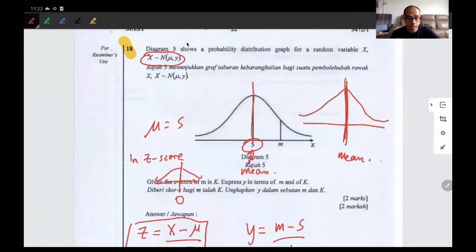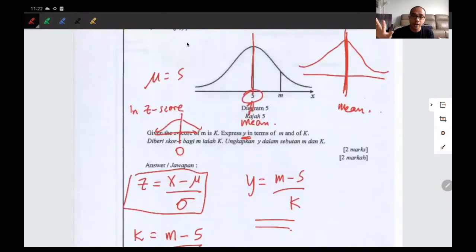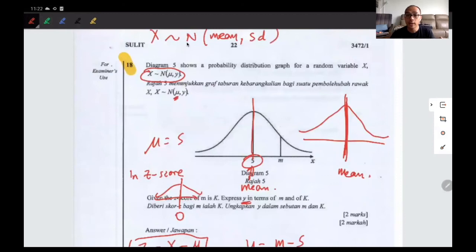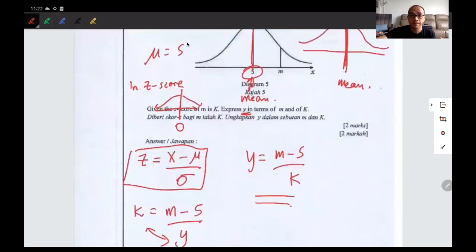Okay, so once you have the mean, sebab dia soalan dia express y in terms of m and k, means you don't have to find the value of y, m, and k. You just have to find the value of the mean, the mu lah. So it's given in this question.